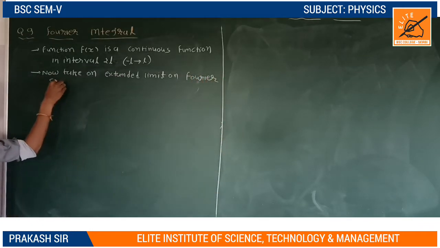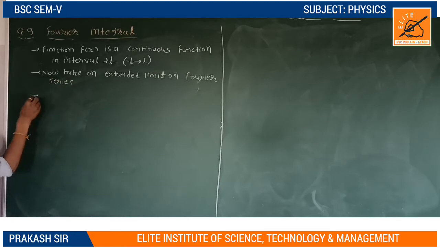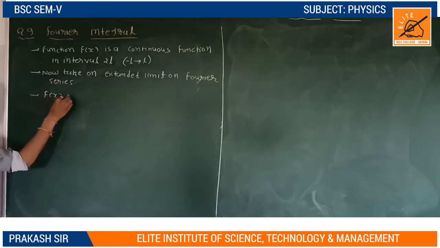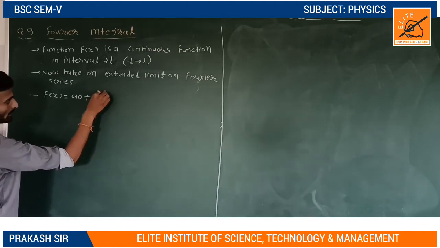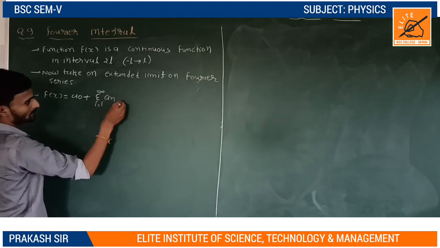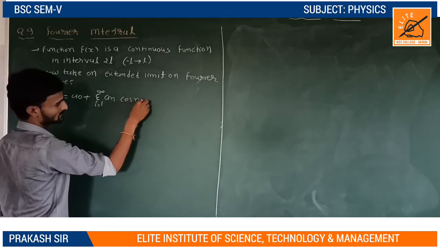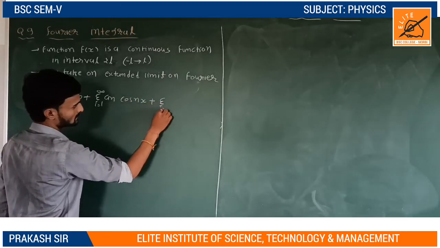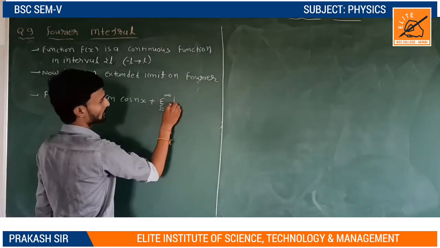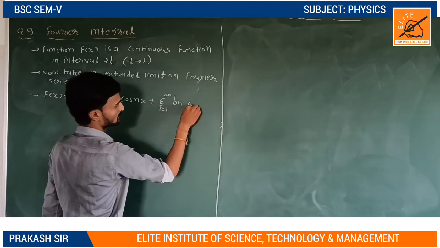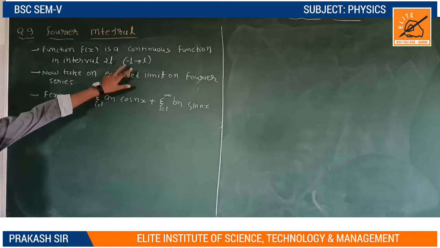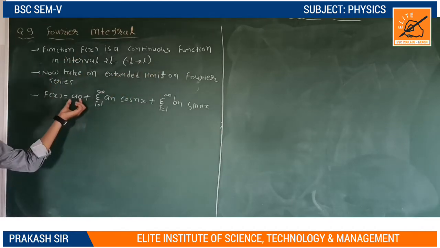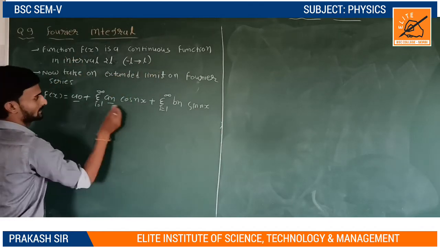Now the Fourier series is f of x is equal to a0 plus summation of 1 to infinity an into cos nx plus summation of 1 to infinity bn into sin nx. Now change the limit to minus L to L and put in the values of a0, an and bn.